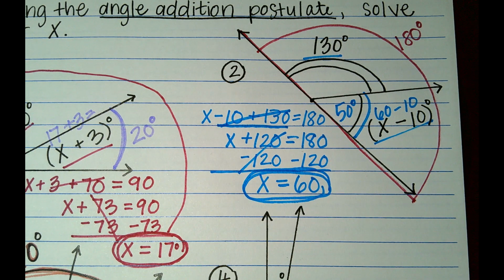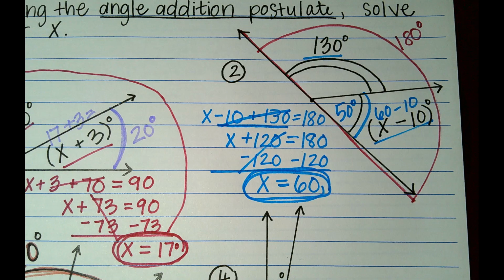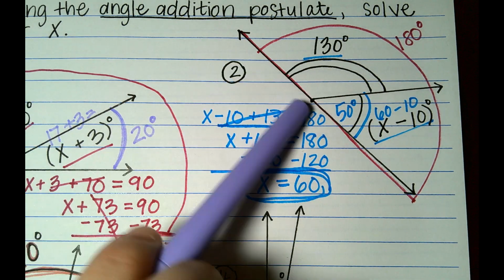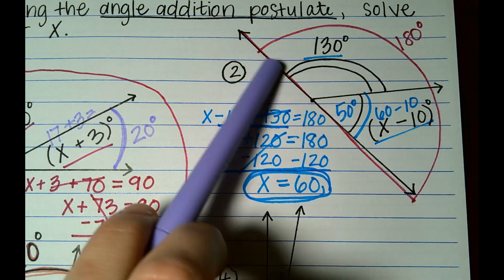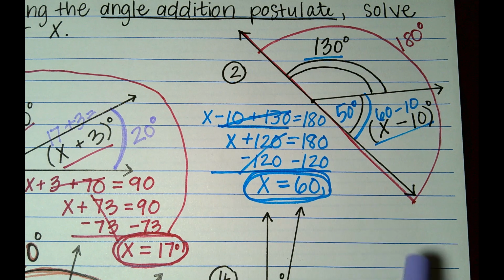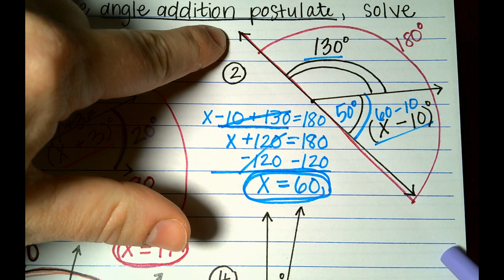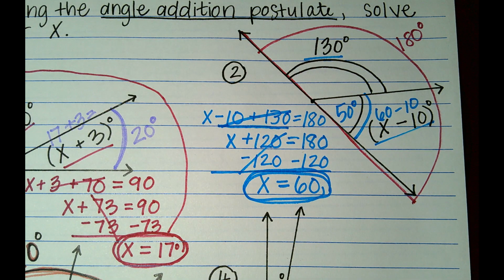180 degrees. Yeah, that's a great question. I want to repeat this question because I bet a few of you are thinking the same thing. How do we know that this is 180 degrees? Can anybody answer that? Because it's a straight line. This line is called a straight angle. Anytime that we have a line, it's 180 degrees.